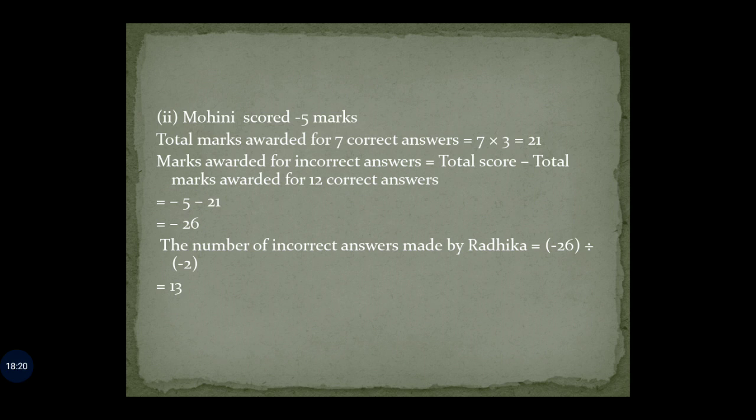Case 2. Mohini scored minus 5 marks in the test. Total marks awarded for 7 correct answers is equal to 7 into 3, 21. Marks awarded for incorrect answers is equal to total, minus 5 minus 21, is minus 26. The number of incorrect answers made by Mohini is minus 26 divided by minus 2, which gives you 13.